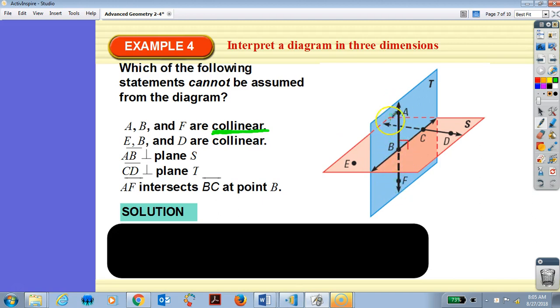Yeah, that's not an assumption. They drew it right on the line. We're not assuming. So that one is fine. It's not something that cannot be assumed. It's just true.